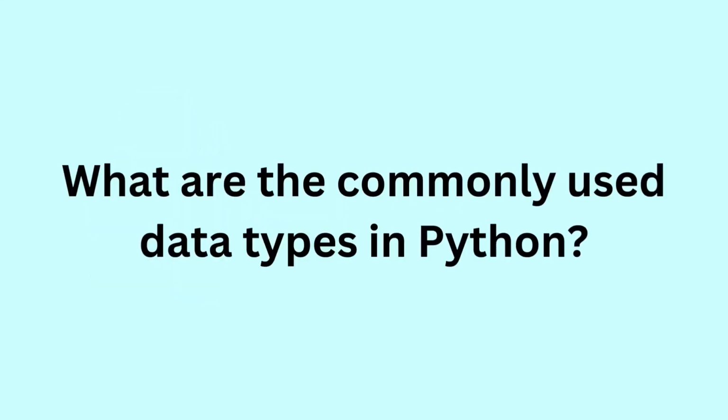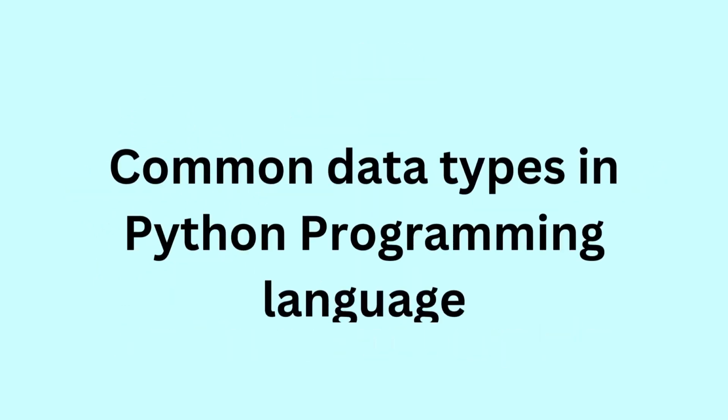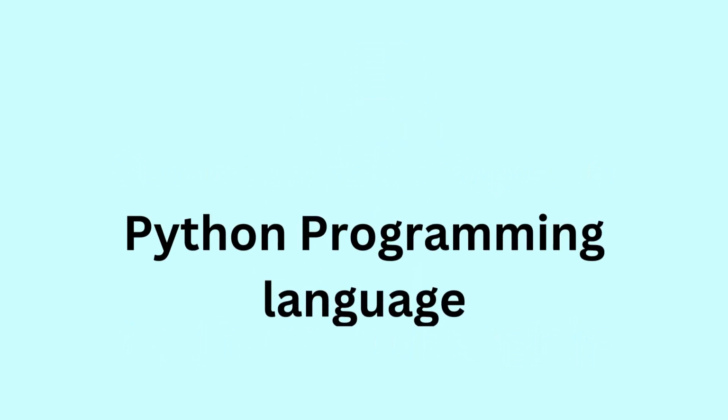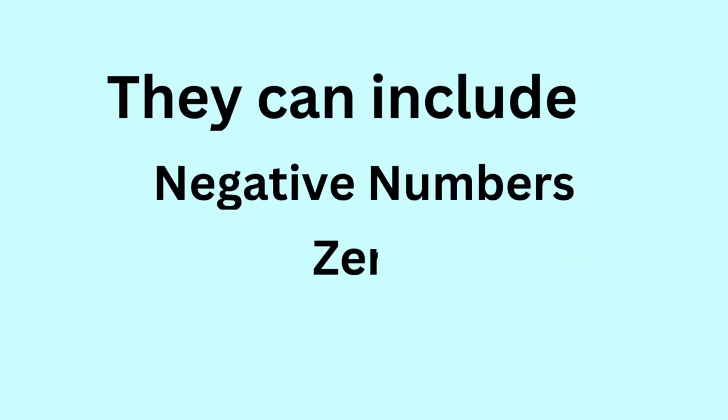Question 5. What are the commonly used data types in Python? Answer. Here are the common data types that are present in Python. Integers. Integers are numeric values, which are whole numbers. They may include negative numbers, 0, or positive numbers. Examples include -23, 0, 67, etc.